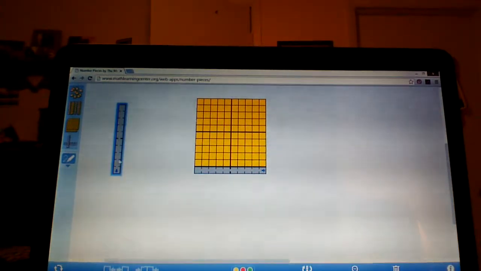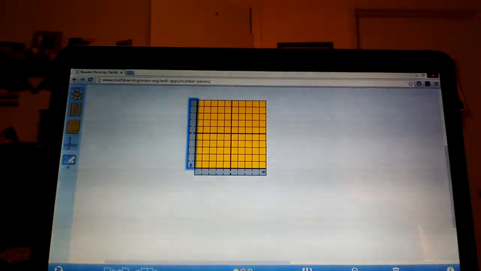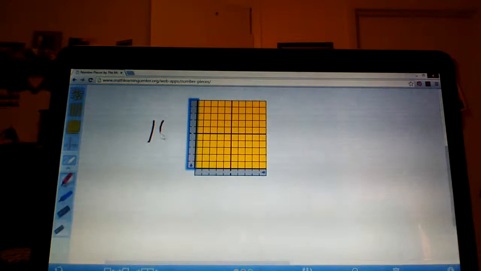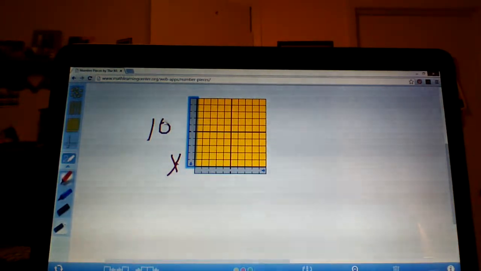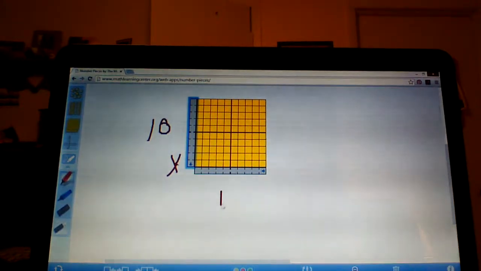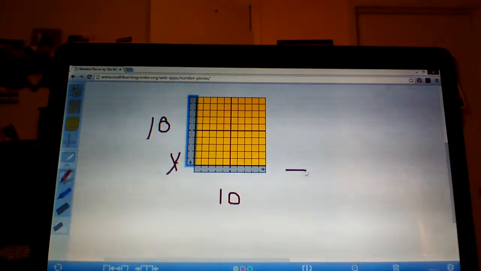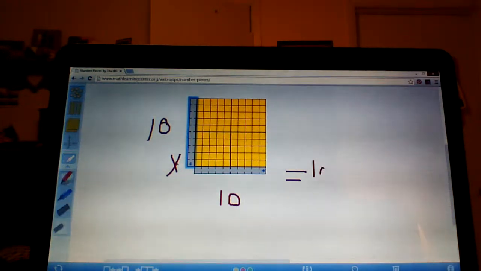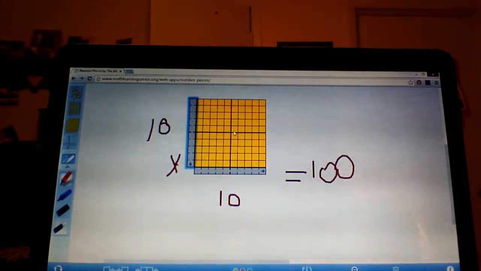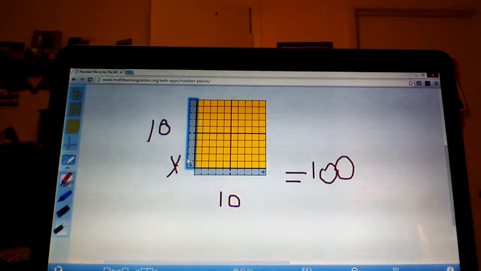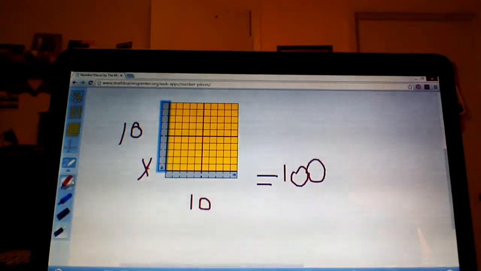And so 10 by 10, it's a 10 by 10 block, 10 by 10 flat. 10 by 10. So 10 times 10 is 100, so it equals 100. There are 100 units in this one block. So 10 times 10 is kind of the area of what the block is.